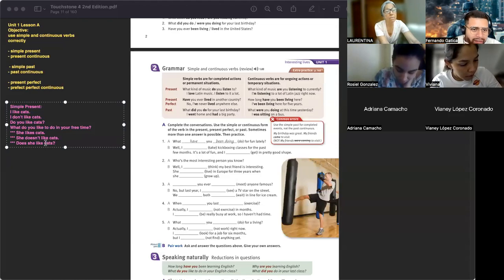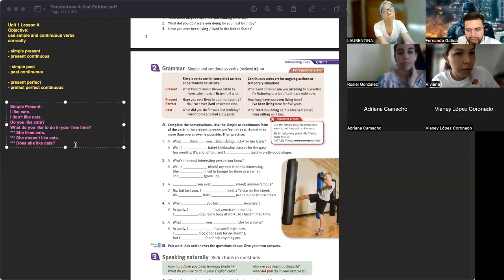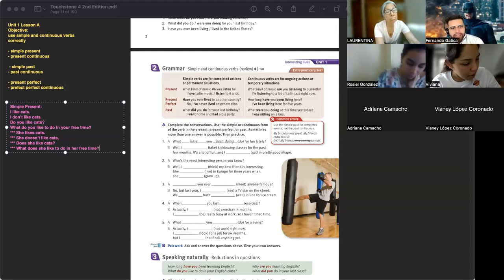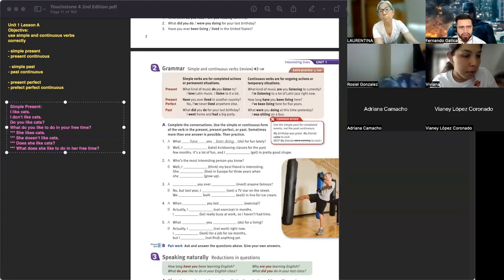En las preguntas, el verbo principal ya no lleva S. In questions, the main verb does not have S in third person singular. And also the information question, what does she like to do in her free time? That is simple present. In my opinion, the simple present is probably one of the most difficult verbs because there are so many things you need to worry about.